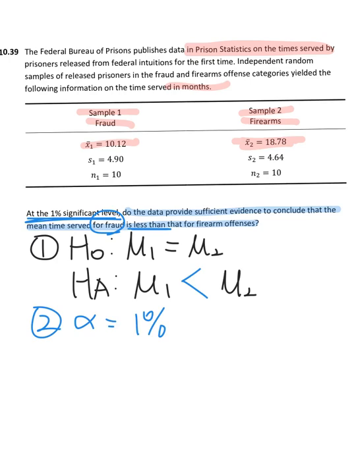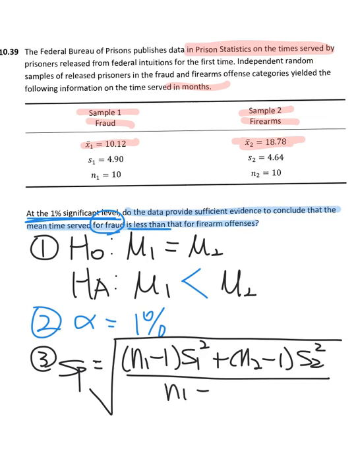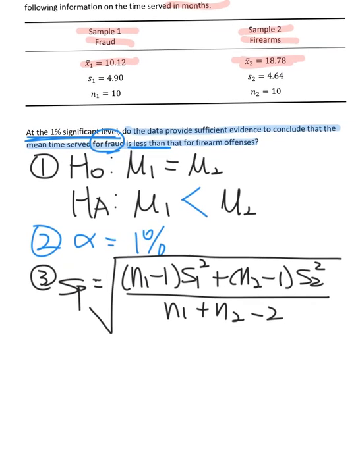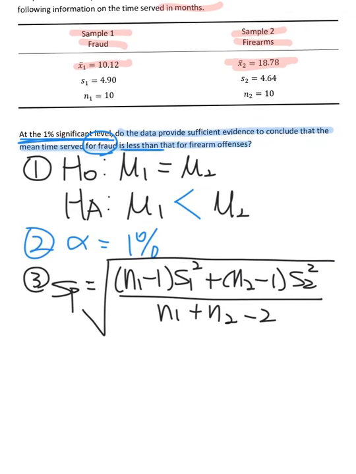For the t-score, first we need the SP. SP was the pooled standard deviation, which was the square root of n1 minus 1 s1 squared plus n2 minus 1 s2 squared, over n1 plus n2 minus 2. n1 plus n2 minus 2 was the degree of freedom. Okay, so let me plug in one by one.